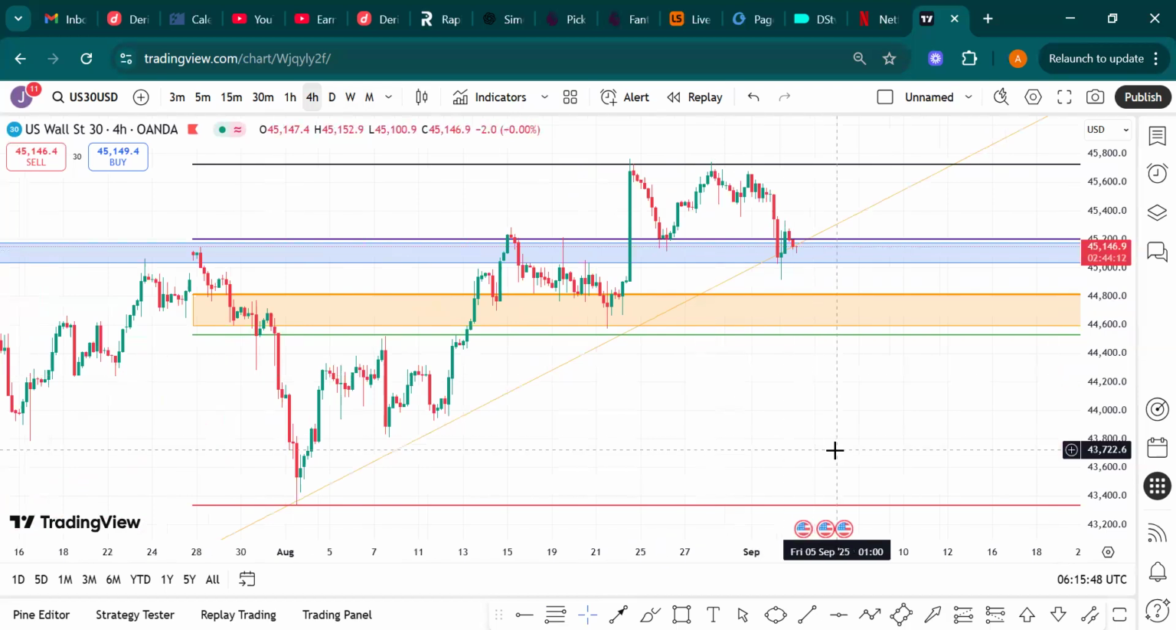So this is my simple outlook on this particular index US30. So if you trade this index, you can compare this always with your analysis and see if it aligns.